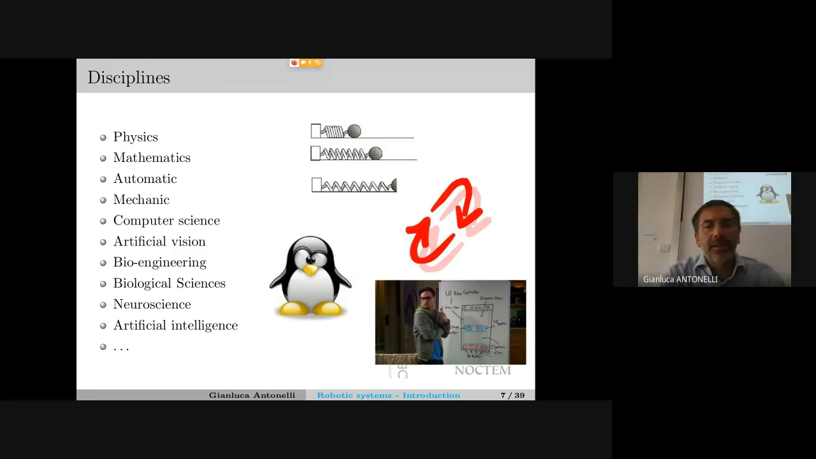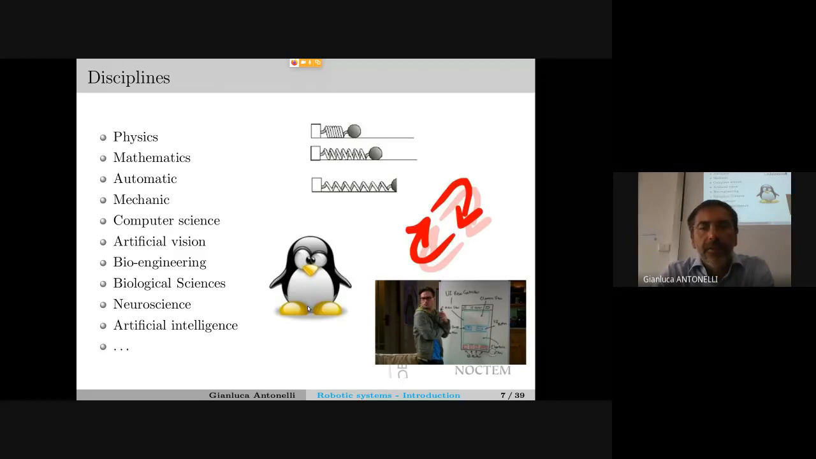Computer science is mandatory, to not be afraid of computers, not to be an expert. We don't need a nerd or hacker, but if you are afraid of a computer, I suppose that you wouldn't be here, but you cannot control a robot. And then there are a lot of domains: artificial vision, bioengineering, biological science, neuroscience, artificial intelligence. They all are together in this horizontal topic that is robotics. Okay, it is really horizontal.